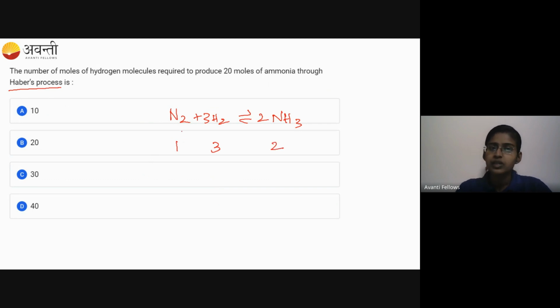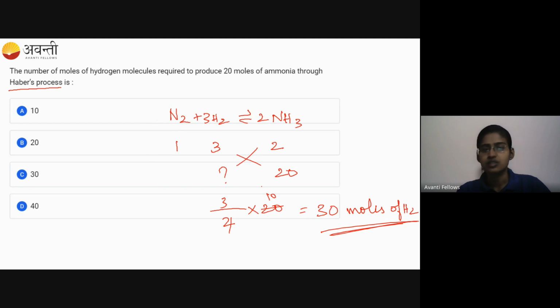But now in the question, they are asking us the number of moles of hydrogen molecules required to produce 20 moles of ammonia. So to form 20 moles of ammonia, how much hydrogen is required? To find the answer, what we have to do? Just cross multiply. It is 3 by 2 into 20, right? Very good. We are getting 30. So 30 moles of hydrogen is required. Very good. So option C is the correct answer.